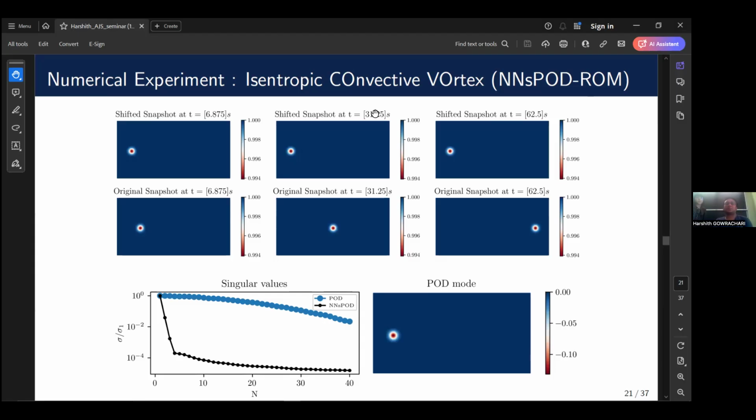Any questions from the online part? What did you mean by pre-processing the data? Just a question of clarity: the singular values you're plotting there are of the snapshots you're bringing back to the reference, right? The black ones, yes, everything is in reference. Ideally, if there is no diffusion and your map is exact, you should have just one mode.